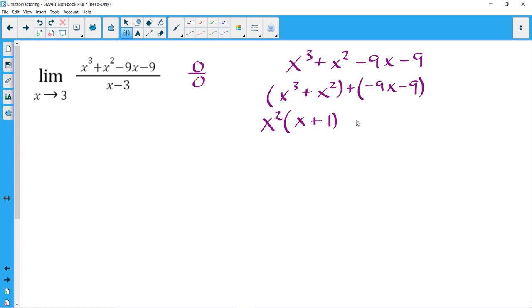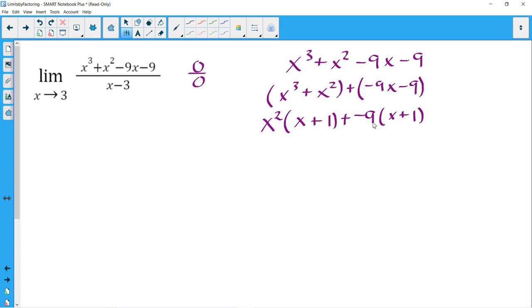Now with this one, I can take out a negative 9 out of both. So I end up with negative 9 outside, and I'm left with x plus 1. Okay? So you know you grouped it correctly if both of these brackets have the exact same thing in them. If they do not, you messed up. All right? So always go back, do a quick check, and make sure that satisfies.